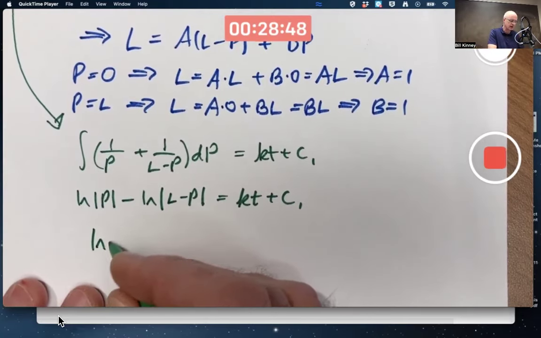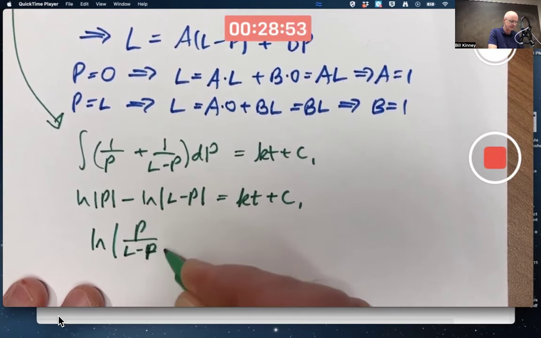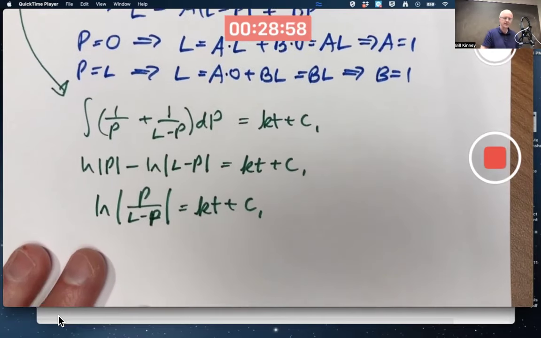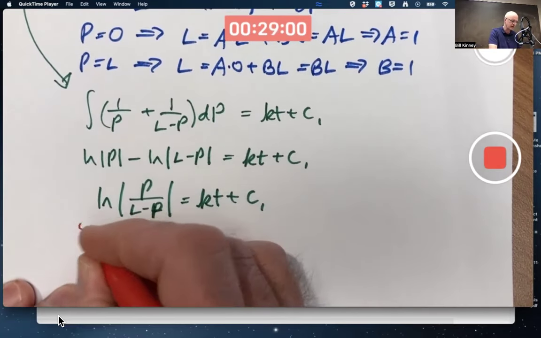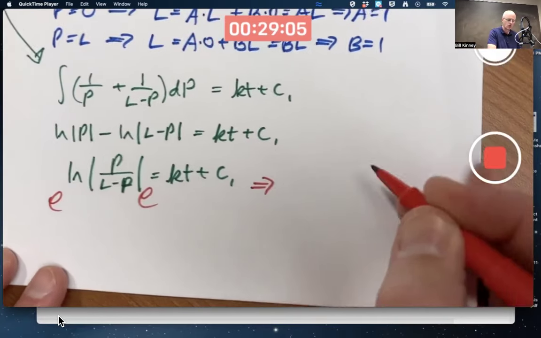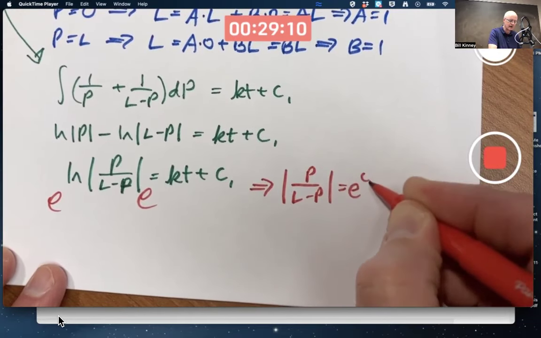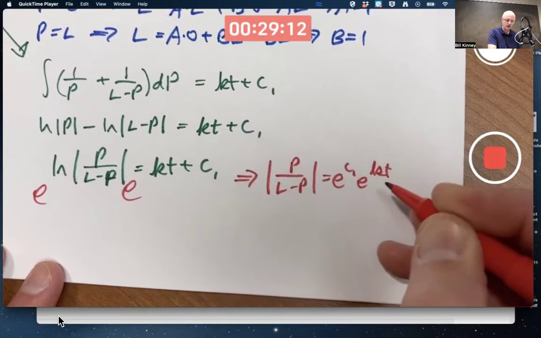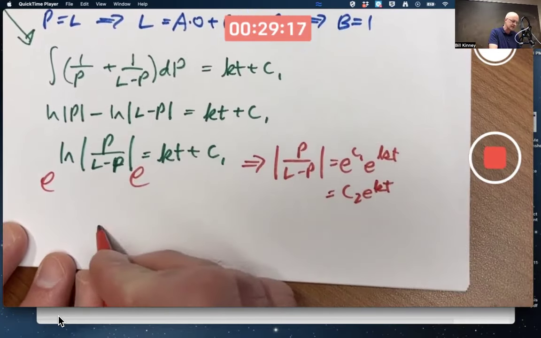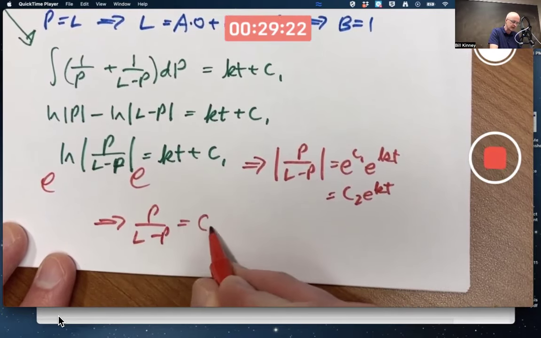Difference of two logs is the log of the quotient, and I can also combine the two absolute value signs into one absolute value sign. And now it's starting to feel familiar. Get rid of the logarithm by exponentiation. Looks like the absolute value of P over L minus P is e to the C1, e to the Kt. I guess I'll call that C2 e to the Kt. Get rid of the absolute value signs, pseudo-justified by calling C2 C3.